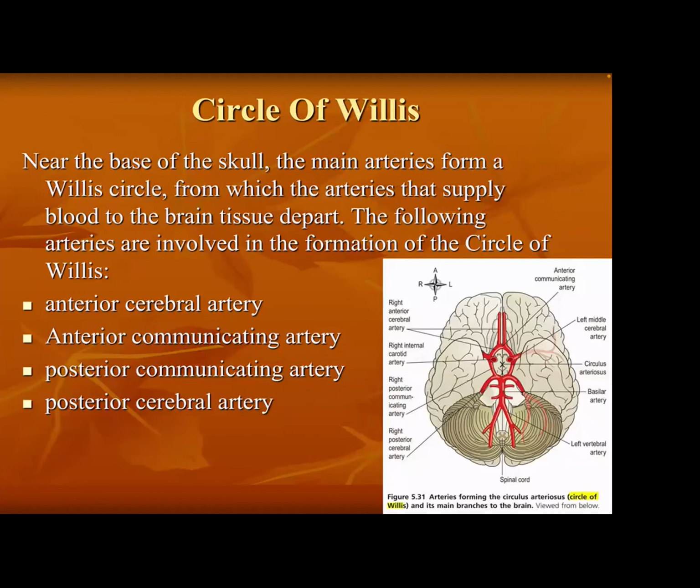So we have a circle of Willis at the base of the skull. The main arteries form a circle of Willis from which the arteries that supply the brain tissue depart. The following arteries are involved in the formation of the circle of Willis: the anterior cerebral artery, anterior communicating artery, posterior communicating artery, posterior cerebral arteries. As you can see, the red vessels are the circle of Willis, and those are the arteries which branch from it to supply the brain.